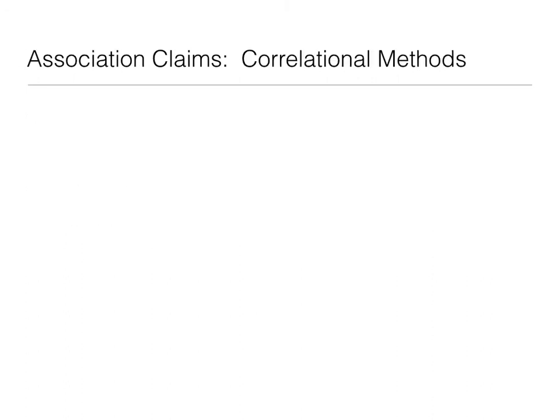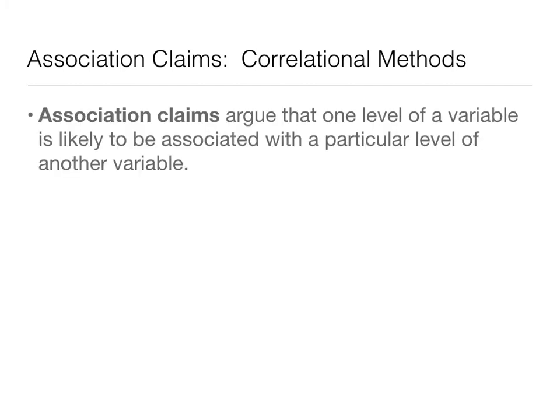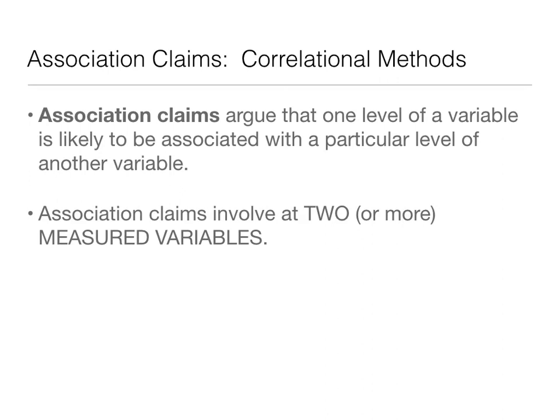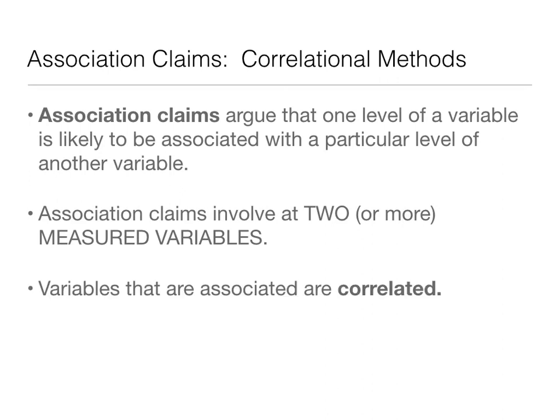Association claims get a little bit more complex. We're looking at correlational methods. We're trying to say that one level of a variable is associated with a particular level of another variable, that these two things are correlated. These two things change together. These two things change apart. As one goes up, the other goes down, or as one goes down, they both go down. And they're saying, again, that there's two or more measured variables that are associated or correlated in some way.